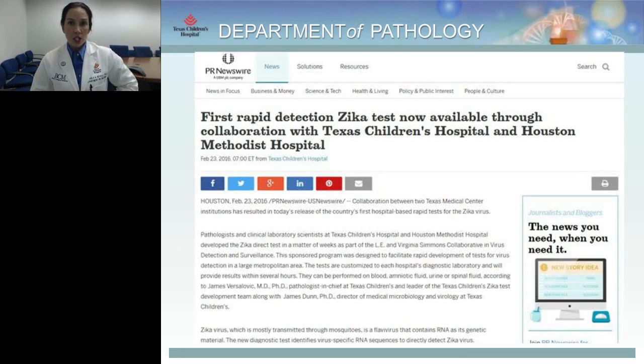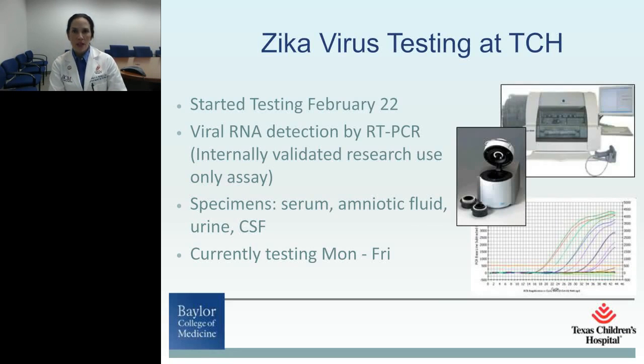So we decided to go ahead and develop an assay to detect Zika. So with collaboration with Methodist Hospital and the L.E. Simmons Viral Foundation, we were able to develop the assay, the first available in the U.S. to detect this virus. And how did we do that? We actually started testing on February 22nd, and we test using real-time PCR, serum, amniotic fluid, urine, and CSF.